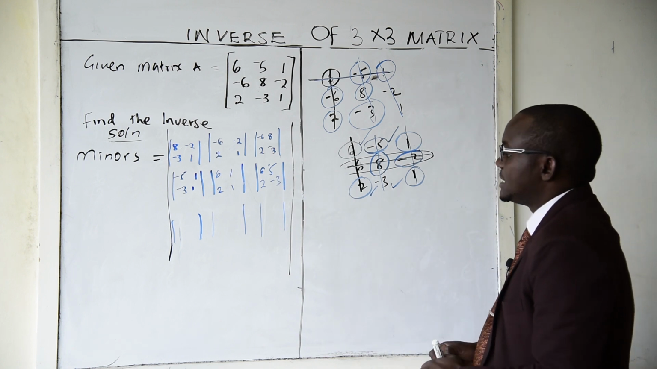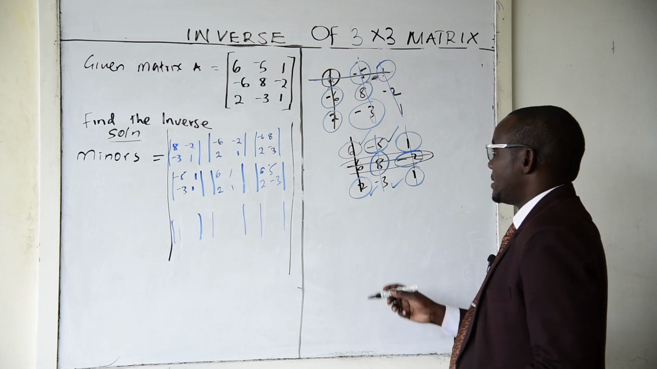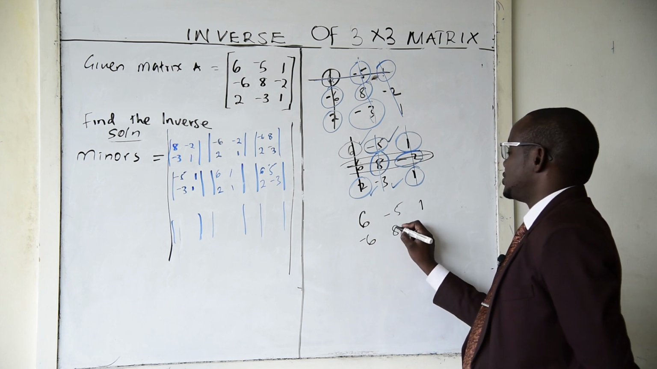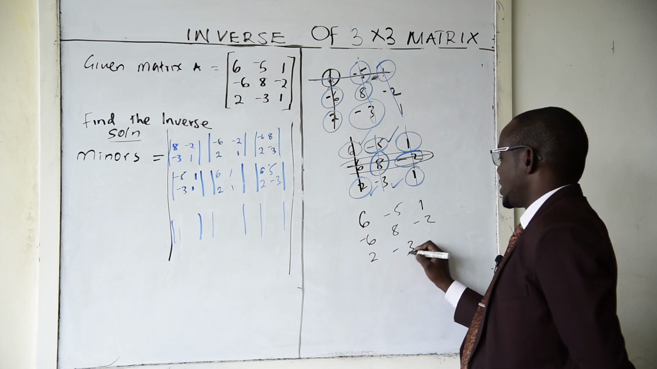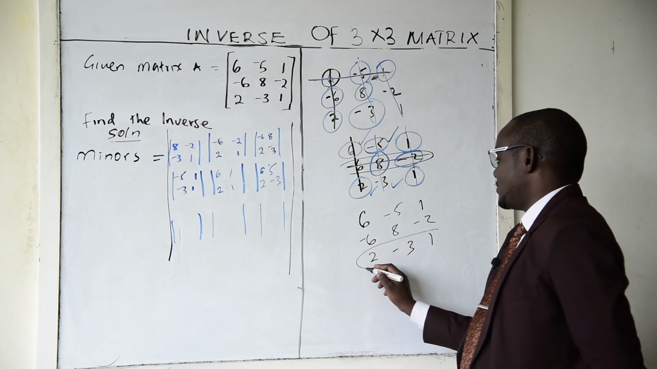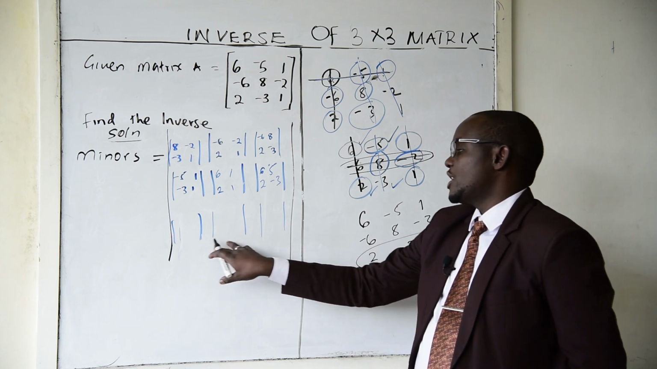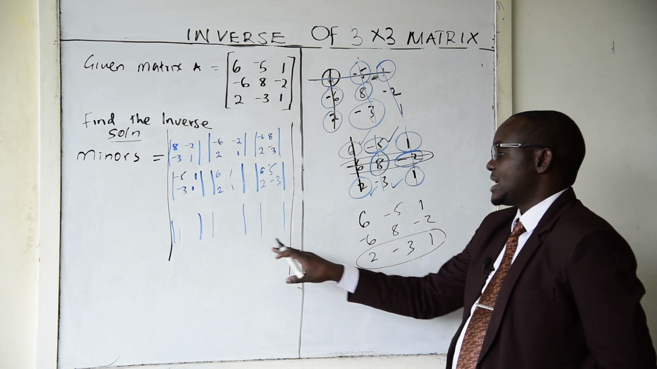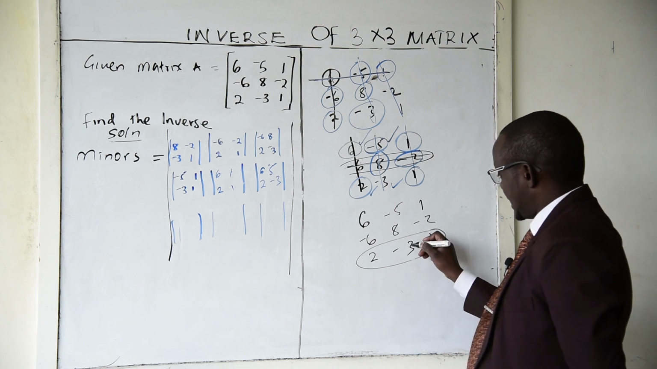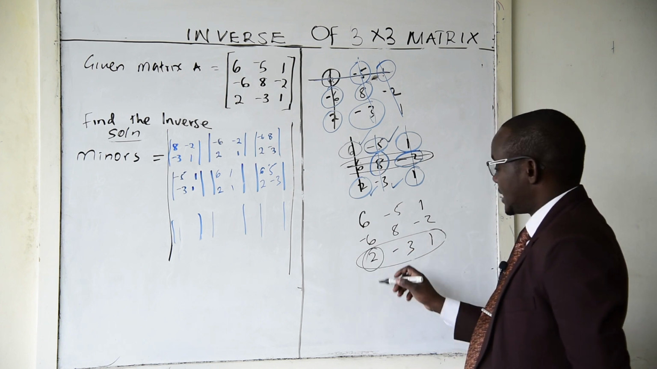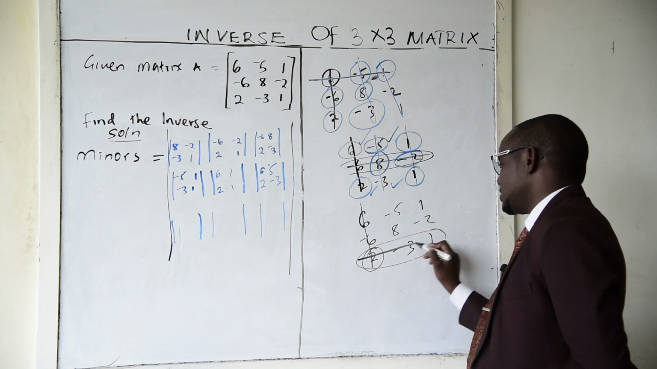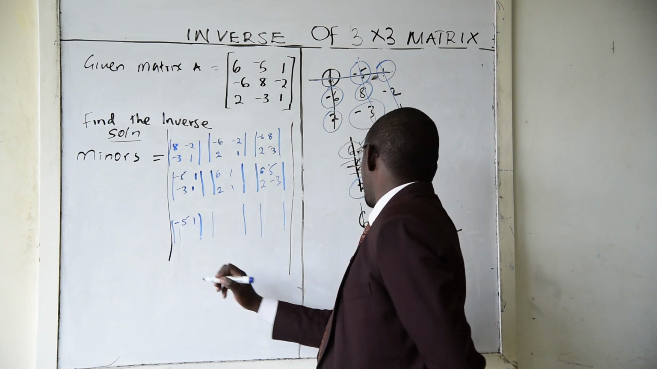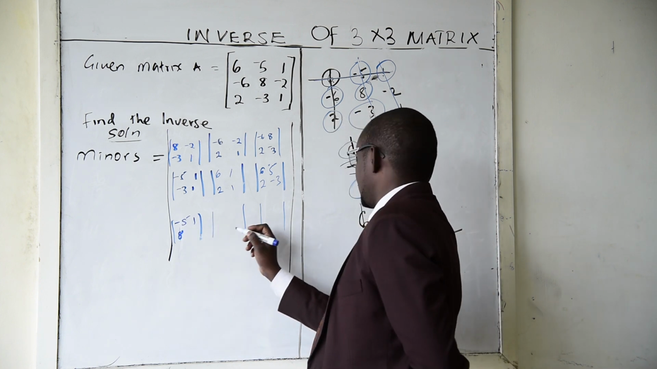So now we need to get the third row of the minors. I still have my 6, negative 5, 1, negative 6, 8, negative 2, 2, negative 3, and 1. So I want to get the third row. These elements of the third row from the original matrix will not appear anywhere here. If I want the first one, I cancel this column and this row. I remain with negative 5, 1, 8, negative 2.